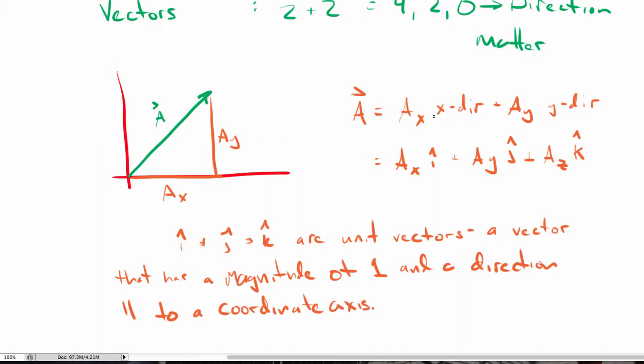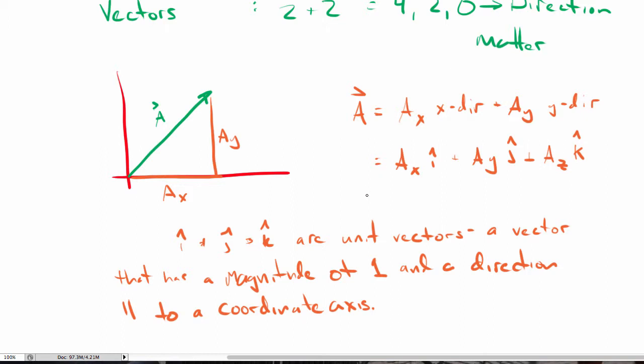And of course, in the case of i hat, then we associate i hat with the x-axis. So i hat tells us that as a unit vector that has a magnitude of 1 and it's parallel to the x-axis. J hat is parallel to the y-axis, and k hat is parallel to the z-axis. Right. So these unit vectors then are nothing more than a way that we can efficiently and compactly denote vectors.